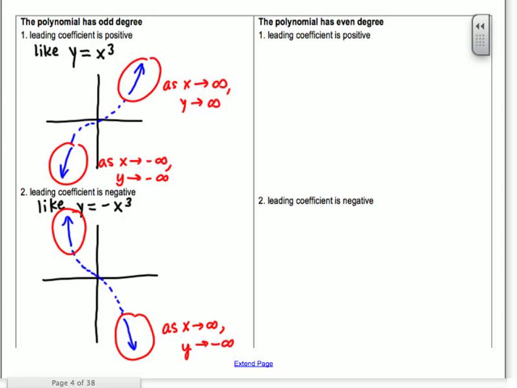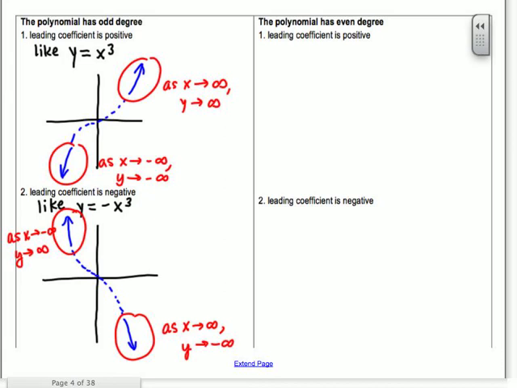Okay, this other side, we say as x goes to negative infinity, so as my x values are getting negative, y goes to, which one? Positive infinity, right. Okay, makes sense? Okay, so let's draw these other two.